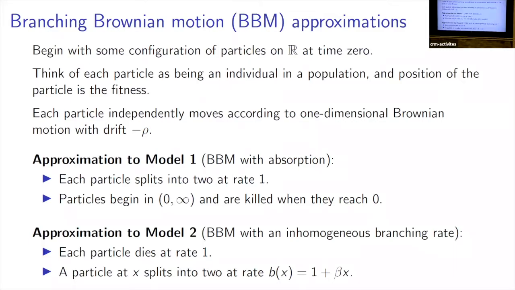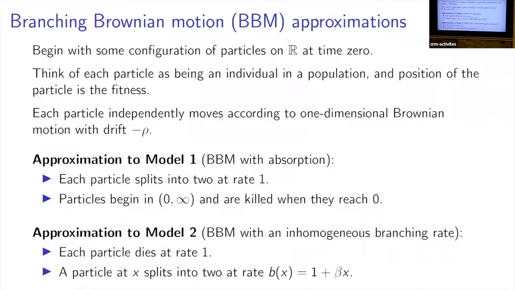And so this movement of the particles represents the change in fitness of individuals as they acquire mutations. Now, to introduce selection, we need to describe births and deaths. And we'll do that a bit differently to approximate the two models. So to approximate model 1, we're going to say that each particle splits into two particles at rate 1. But then we need particles with very low fitness to be killed. So what we'll do is to assume that the particles all start out on the positive real line, but then they're killed if they reach the origin. So once the fitness of the individual drops to 0, the individual is killed.